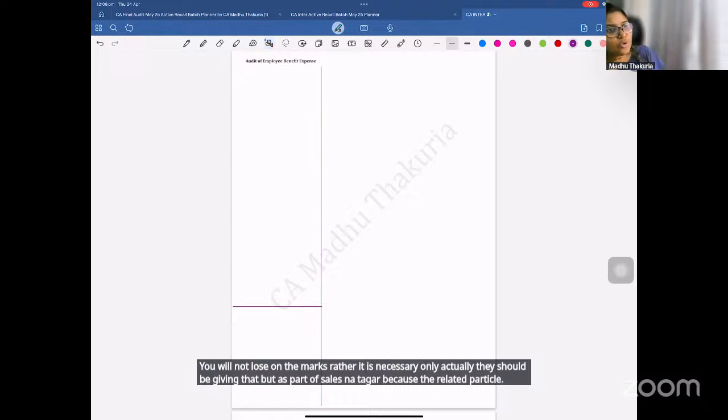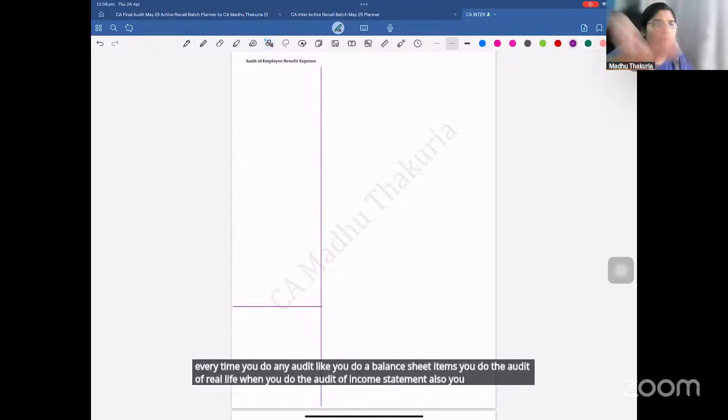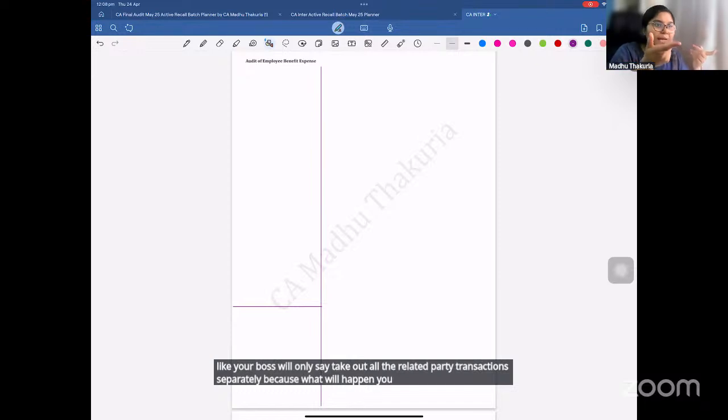But every time you do any audit, like you do balance sheet items, in real life when you do the audit of the income statement also, your boss will always say, Riddhi, take out all the related party transactions separately. Because AS 18 is applicable to the client, and AS 18 says that companies need to disclose their related party transactions and their relationships. The company might have done that already in the notes to accounts. You will need to verify whether the representation done by the company is correct or not. So you will have to extract all those points at audit time.